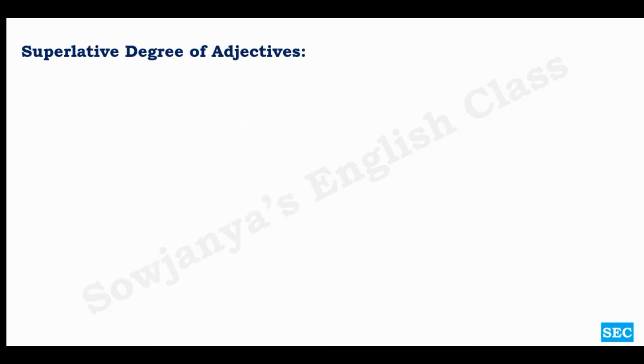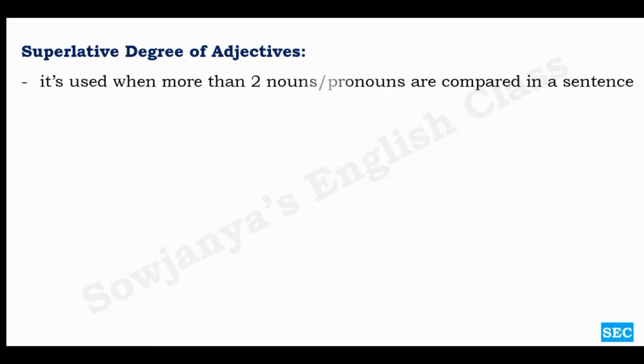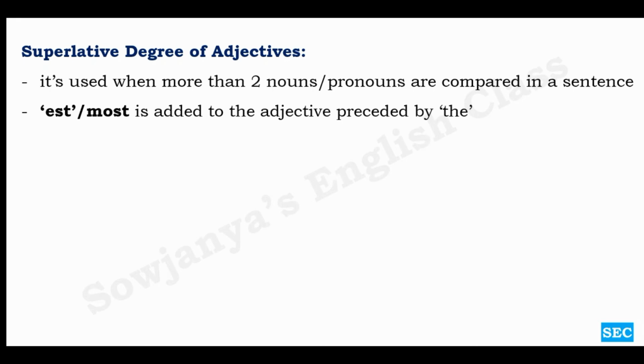Let us learn about the superlative degree of adjectives. It is used when more than two nouns or pronouns are compared in a sentence. EST or most is added to the adjective, which is preceded by the definite article the. EST or most, we have to choose depending on the number of syllables in the adjective.